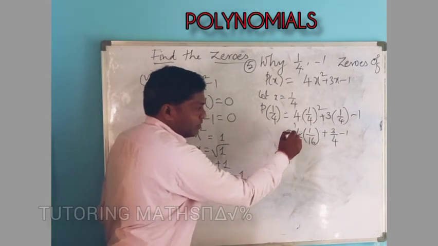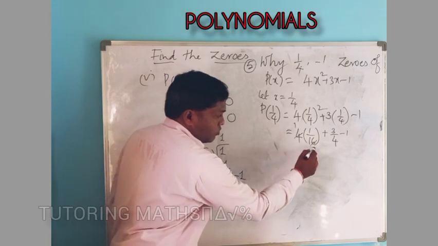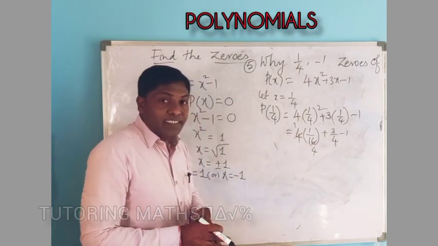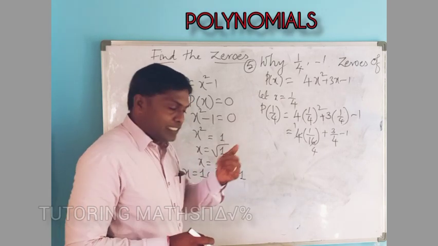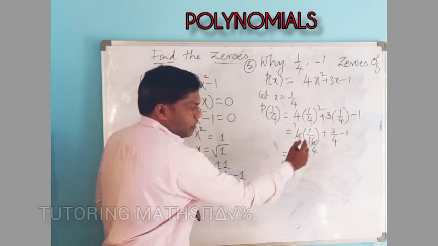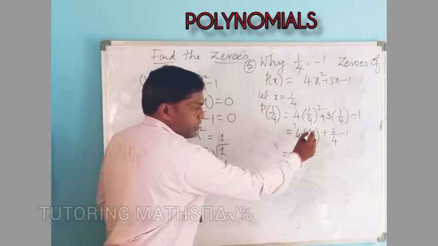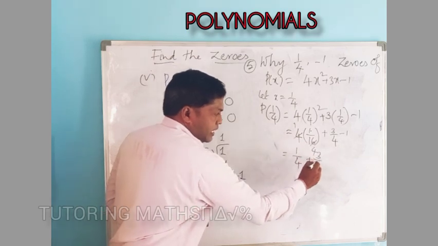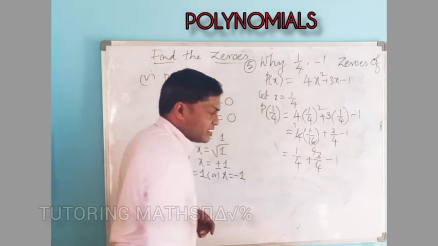And you can simplify here. Four ones are 4, four fours are 16. Because it is numerator and denominator, we can cancel by the common number. That is, 4 is a common factor. 4 ones are 4, 4 fours are 16. And finally we have 1 by 4 plus 3 by 4 minus 1.